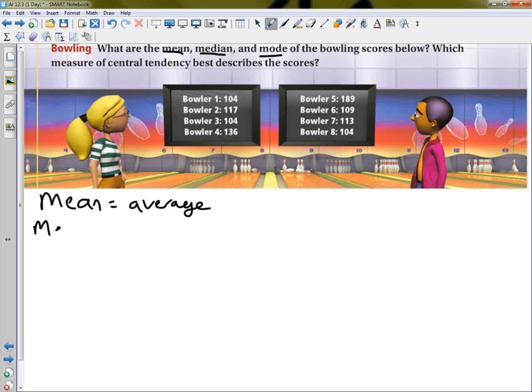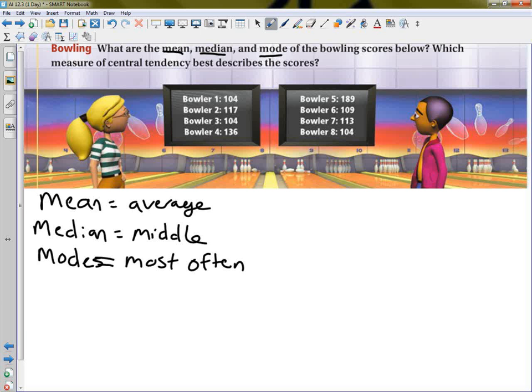Median is the middle number, when we write it from smallest to largest. And the last one is mode, not modes, mode, which is the most often. The one that shows up most often.